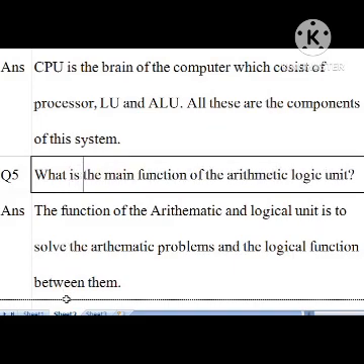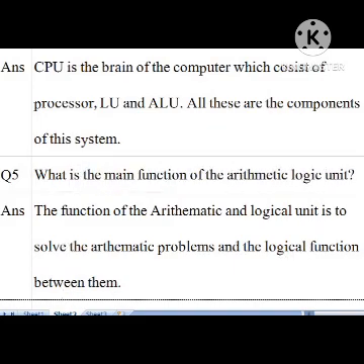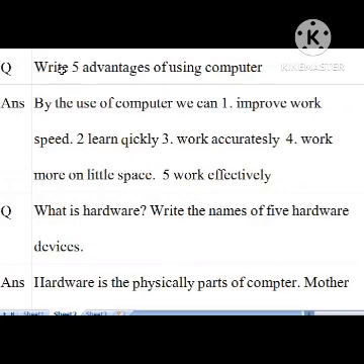उसके बाद अगला क्वेश्चन है, what is the main function of logical unit? The function of arithmetic and logical unit is to solve the arithmetic problems and the logical functions between them.